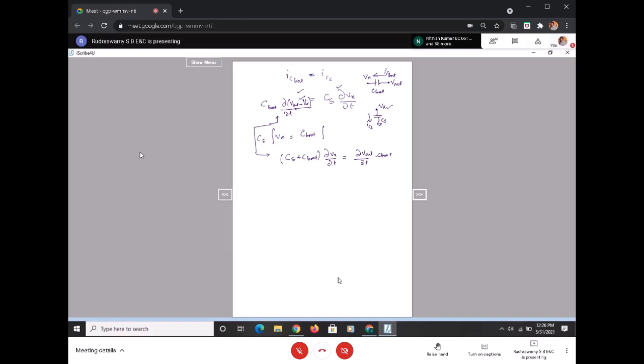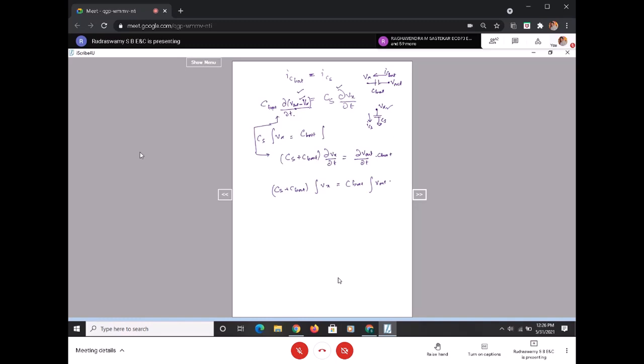So I have C boot into Vx by dt. If I take this C boot into Vx by dt towards the right side, it becomes plus. It is something like this. Now we try to integrate this. It is Cs plus C boot integration Vx is equal to C boot into integration of V out.